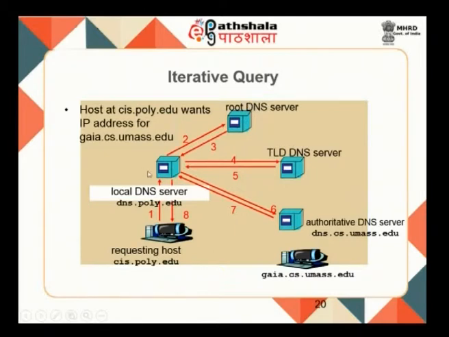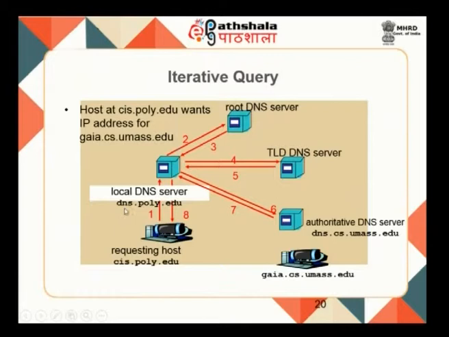Okay. Now, when it contacts the root DNS server, the root DNS server may not have the IP address of dns.cis.poly.edu. The requesting host is cis.poly.edu, and the address being requested is gaia.cs.umass.edu. This is the requested address. So, the requesting host first sends it to its local DNS server.